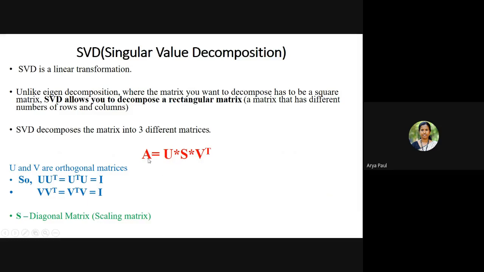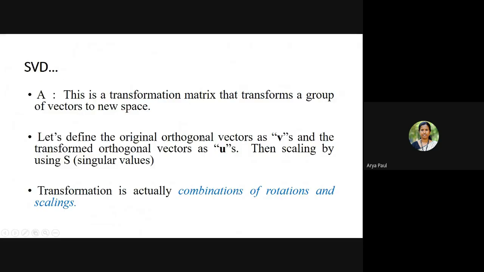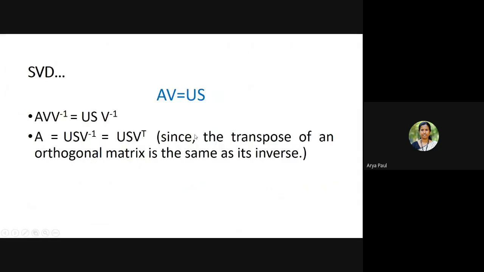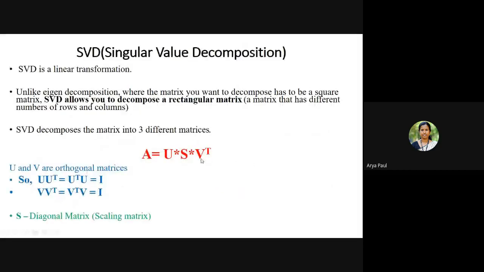Okay, so A is called the transformation matrix, and the original orthogonal vector is V. Here V is the original orthogonal vector, A is the transformation matrix, and the transformed vector is U.